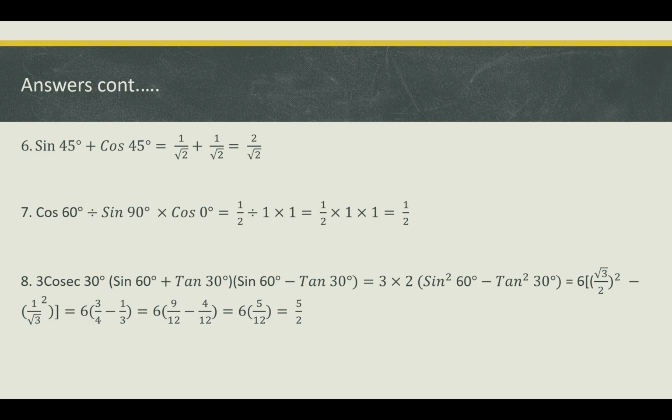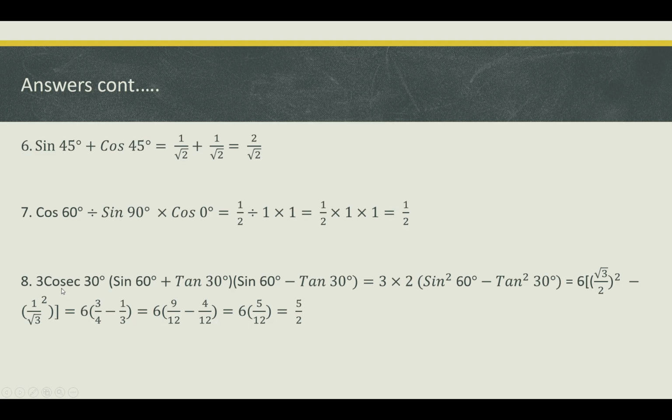I am going to explain question number 8, 9 and 10 because these are really complicated and challenging questions according to me. So question number 8. In this question, you have to use the formula a square minus b square. Question number 8 states that 3 multiplied by cosec 30 multiplied by sine 60 plus tan 30 multiplied by sine 60 minus tan 30 is equal to, so 3 multiplied by cosec 30.